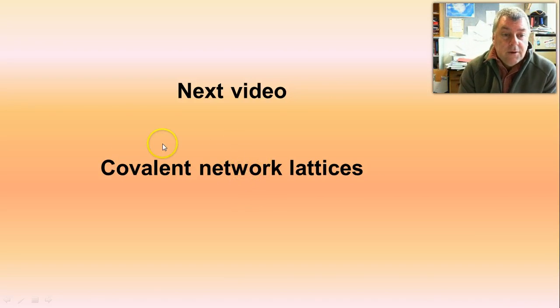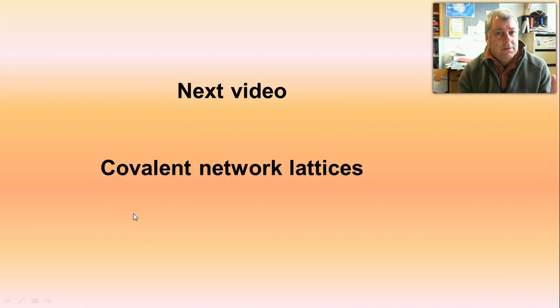And in the next video we'll start looking at another type of covalent substance. So all this was about covalent molecular substances. The next one we're going to look at is covalent network lattices.